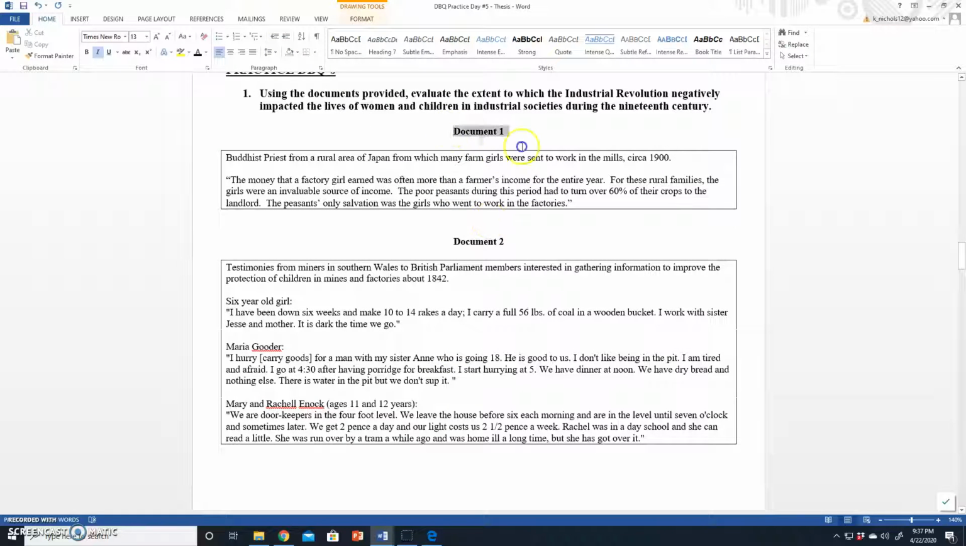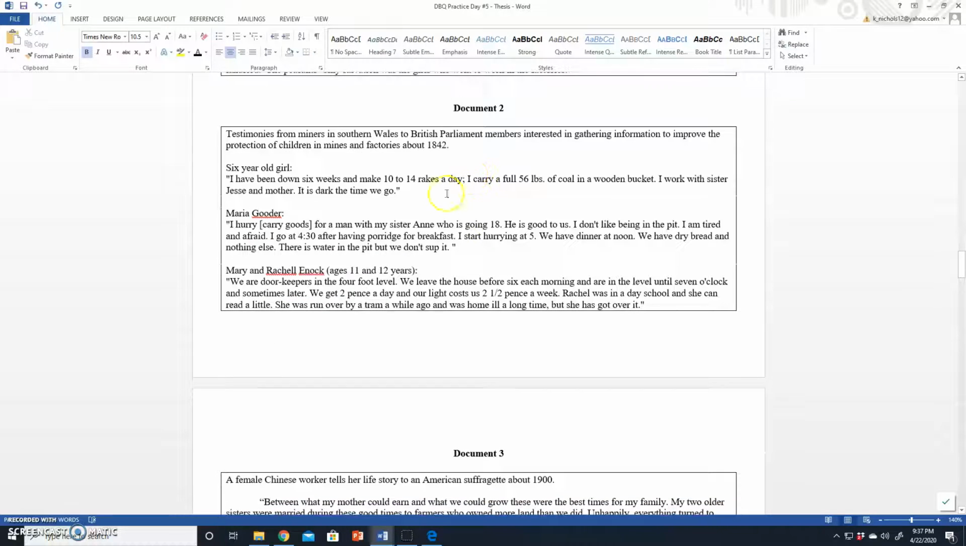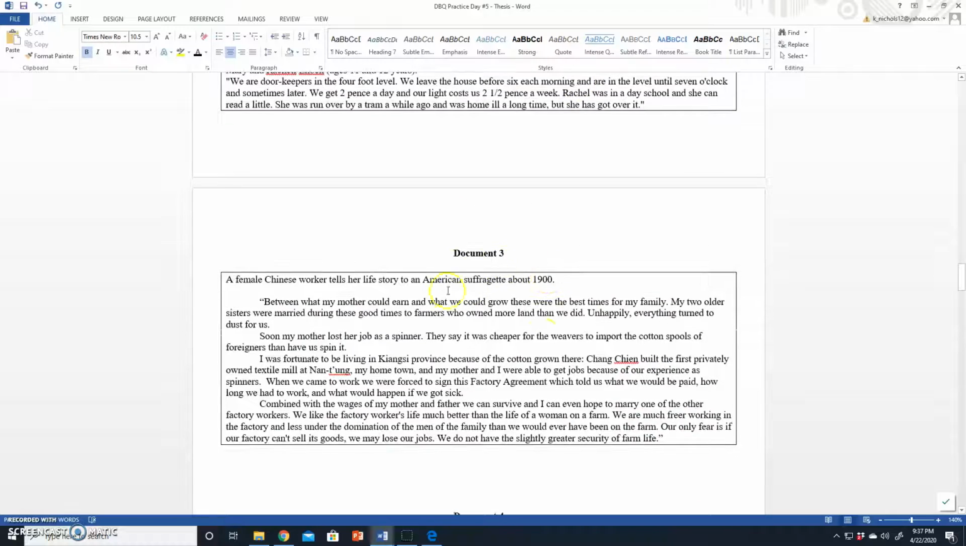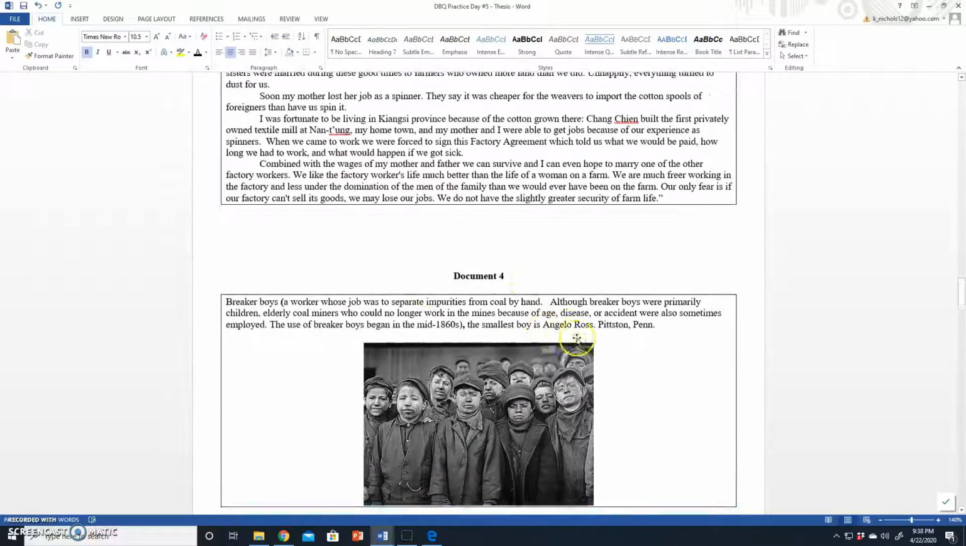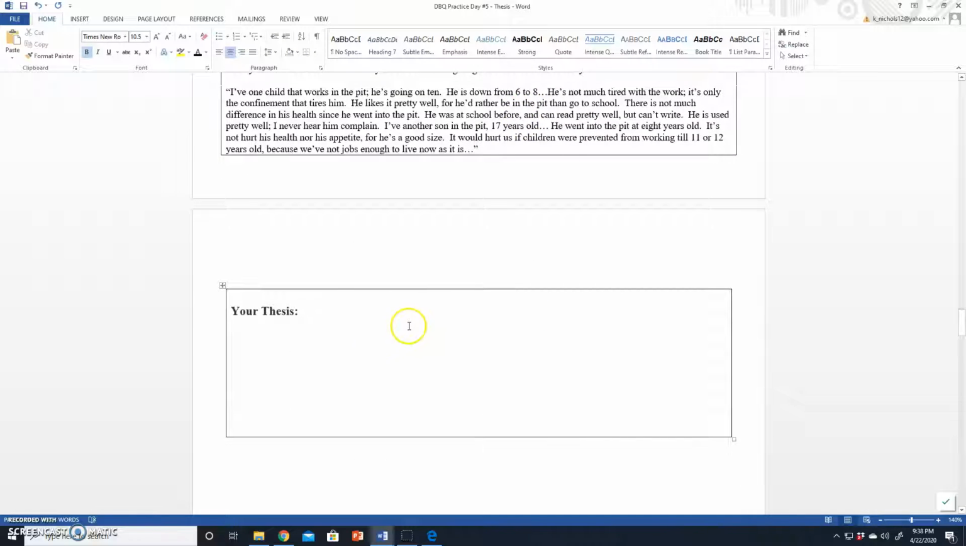small description of document 1. So you'll read it. Tuesday, we went over how to write a summary of the documents. So that's kind of what I want. I want you to read this document, give me a small summary of it. Document 2, give me a small summary of it. Document 3, give me a small summary of it. Document 4, give me a small summary. Document 5, give me a small summary. Next, write your thesis.